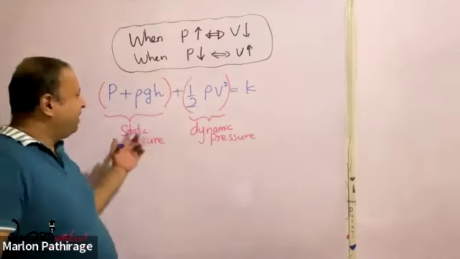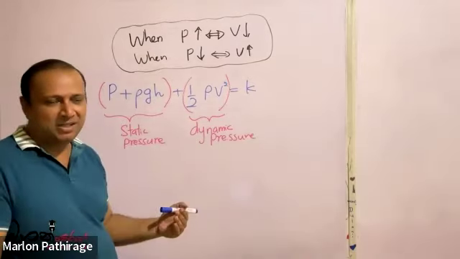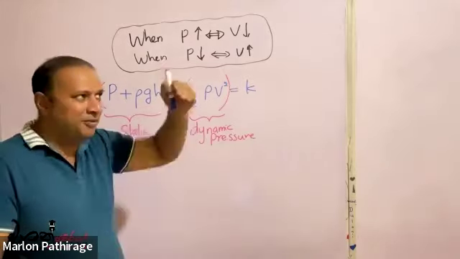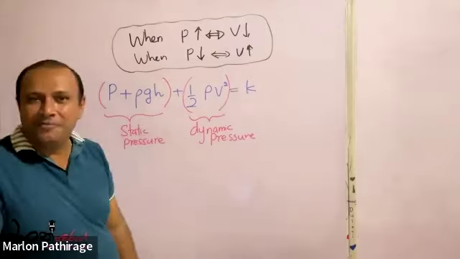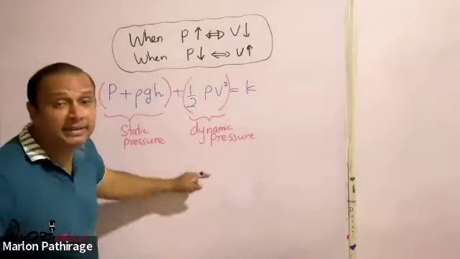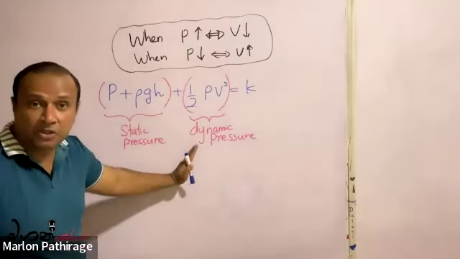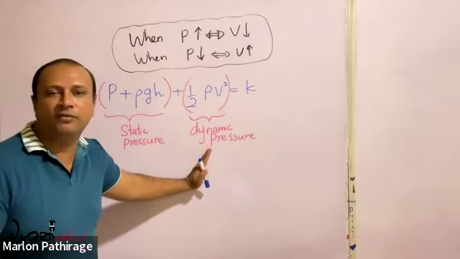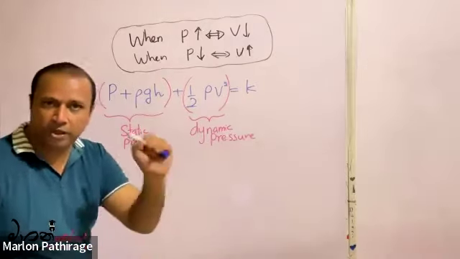You can simply memorize: static pressure is P plus h rho g, where P means the pressure at the point, plus h rho g again. This part is called the static pressure, and this part is called the dynamic pressure. The addition of static pressure and dynamic pressure is called the total pressure of that fluid flow.